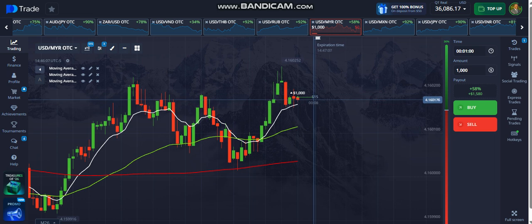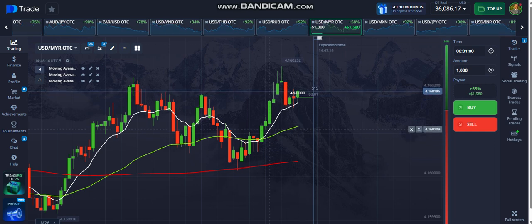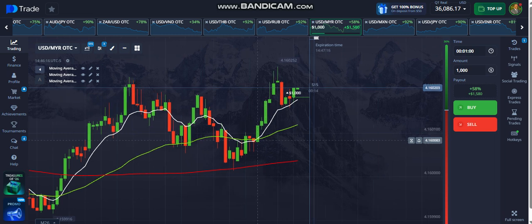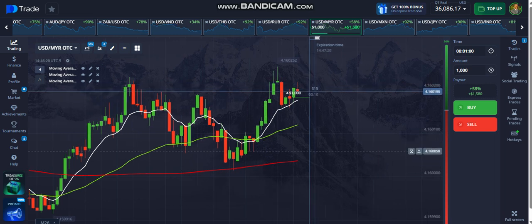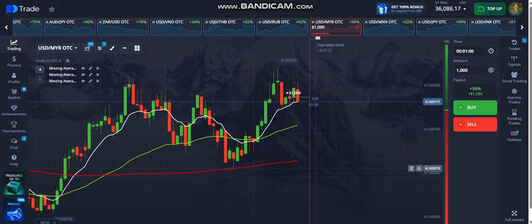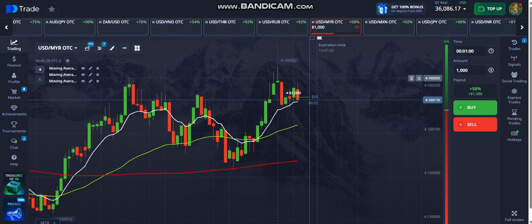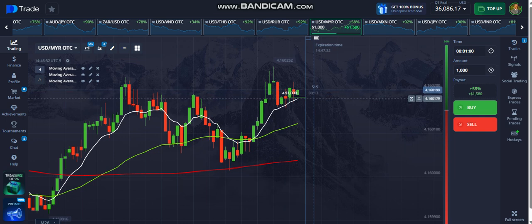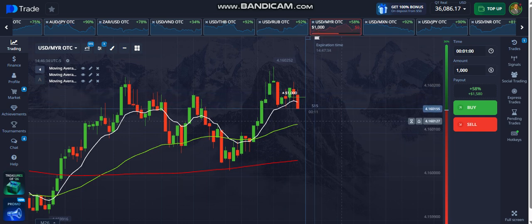Okay, so I'm on the USD MYR OTC currency pair. And first of all, I noticed the crossover of the white 10 EMA and the 50 EMA. Then, in addition to that, the 200 SMA is showing an upward bullish trend, overall trend in the market. And so I waited for the retracement of the price back to the 10 EMA line, and then I took a buy trade or a call trade. So let's monitor this trade.